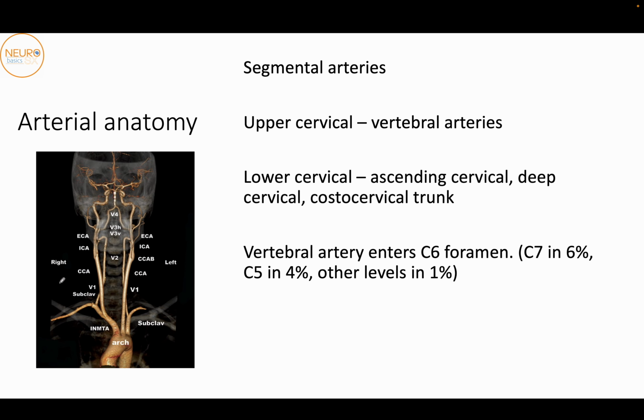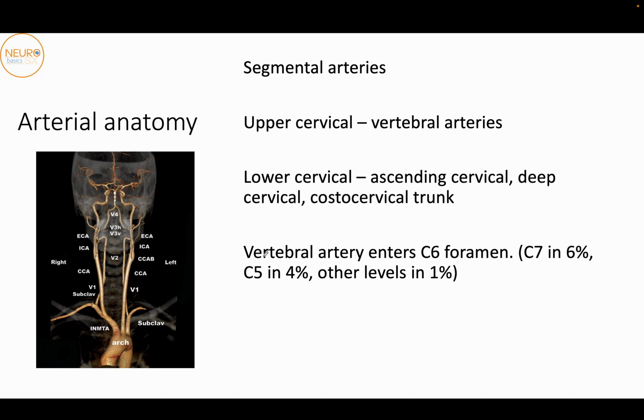Okay, so apart from the vertebral arteries, when it comes to the cervical spine, there are other important arteries also. But again, the most important one is the vertebral artery. So here the important segment will be the V2 segment. Apart from that, segmental arteries to this region are provided by the ascending cervical, deep cervical, and the costocervical trunk.